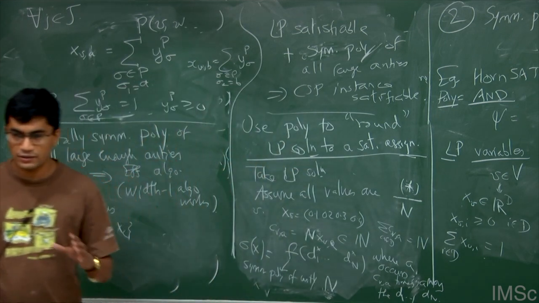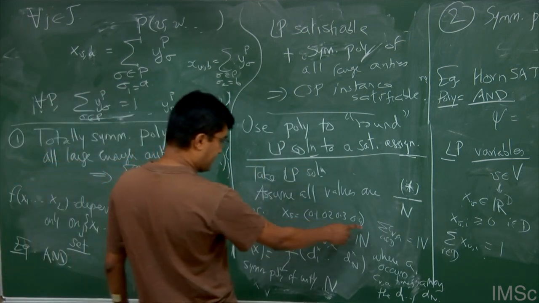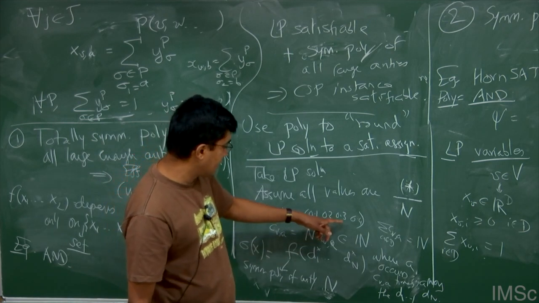Okay, everyone with me? So, in this particular case, suppose this was the frequency vector, you have n over 10, 2n by 10, 3n by 10, 4n by 10.